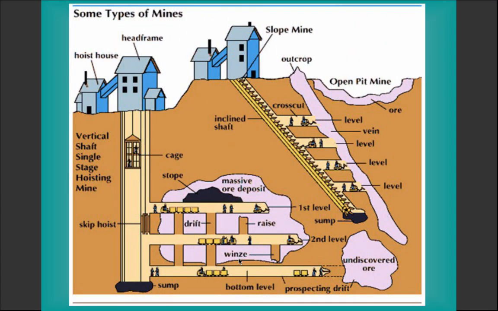So some types of mines, you may have an open pit mine if the ore is very near the surface. If it's an outcrop, and you see this angle that this outcrop or this particular mineral deposit is, they can build a slope mine with an incline shaft. If it's deep mining, then they have to dig a vertical shaft, take the workers down in elevators, and then they drill sideways.